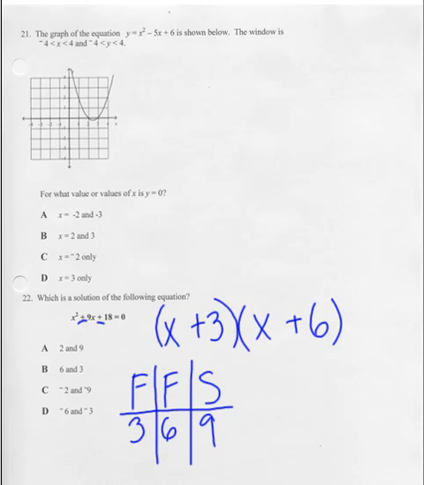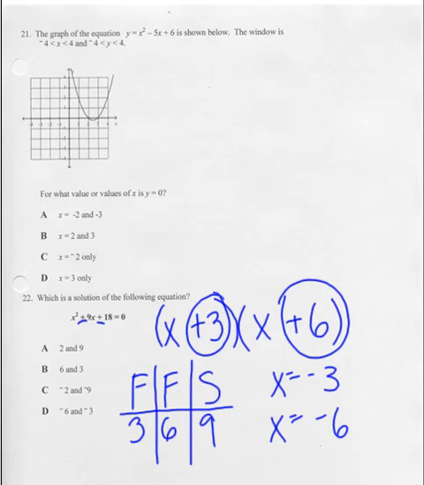To find our solution, we need to find what makes y equal 0, otherwise known as the opposite of this value, the opposite of this value. In this case, we have x equals negative 3 and x equals negative 6. Your answer may not be the same letter, but the solution is the same, negative 6, negative 3.